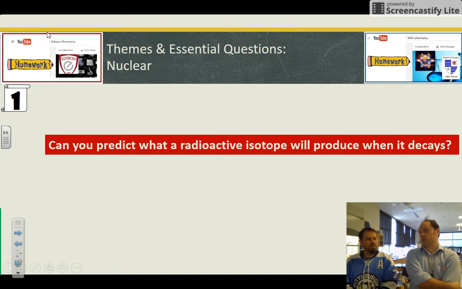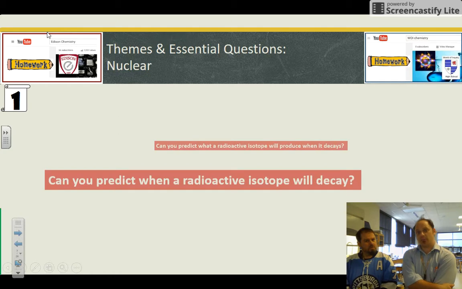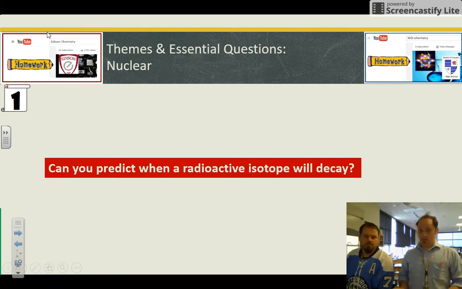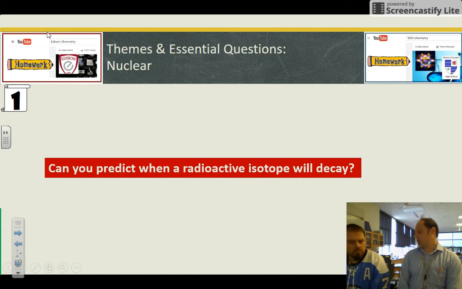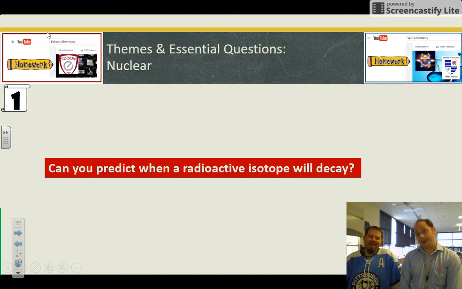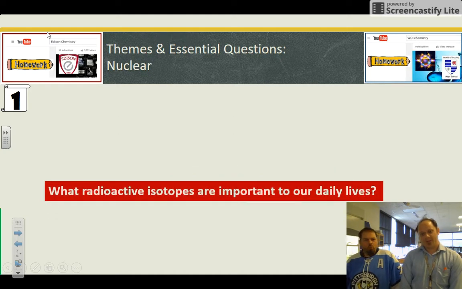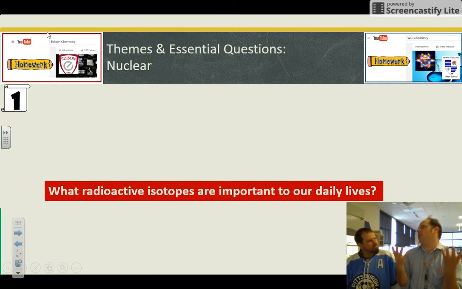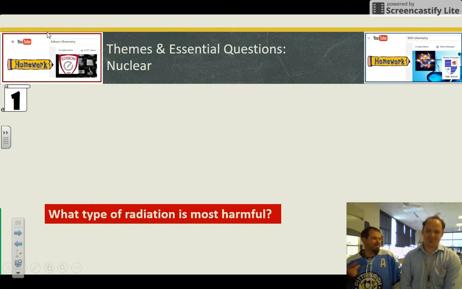Ooh, another good one. Predicting products. Love it. Can you predict when a radioactive isotope will decay? Ooh, I answered that today in my bell work. Hey, my turn. What radioactive isotopes are important to our daily lives? Real world applications. All of them. No, I did not answer the question. That was a joke answer. Carbon-14 doesn't do anything in my day-to-day life.